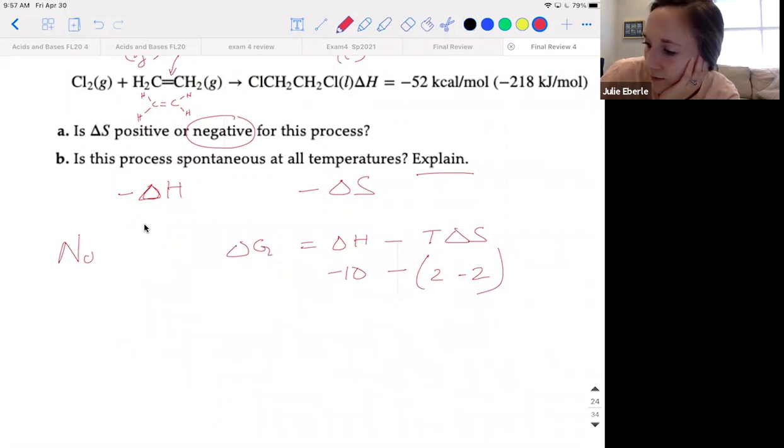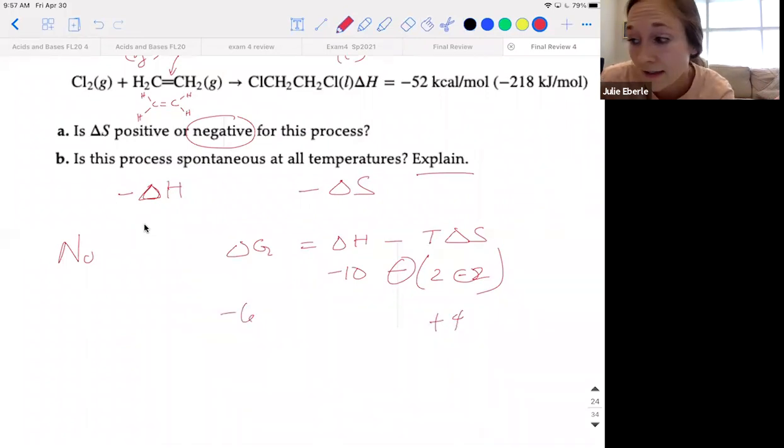So if you add all this up, 2 times 2 is 4. And this all becomes positive when you do the negative and the negative. That becomes a positive 4. And negative 10 and positive 4 make negative 6. So it might be spontaneous at low temperatures.